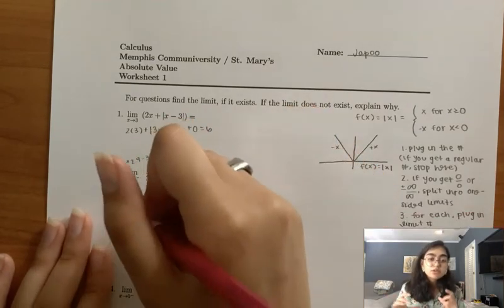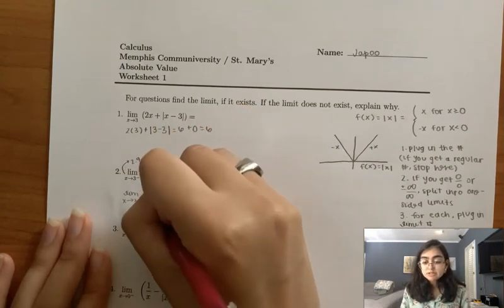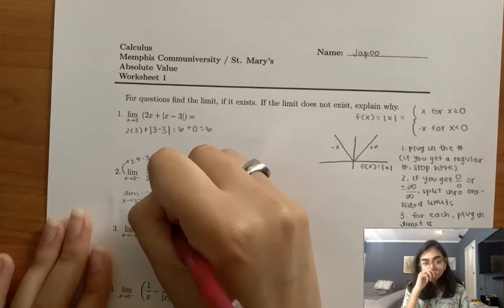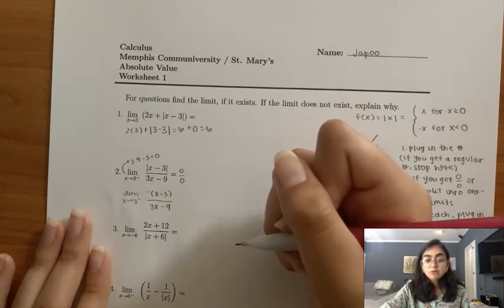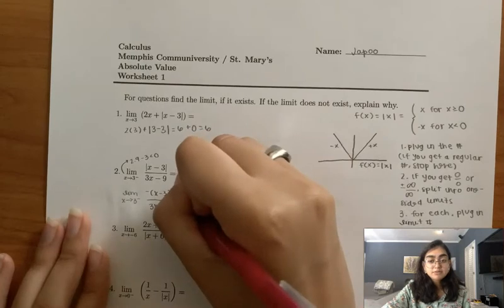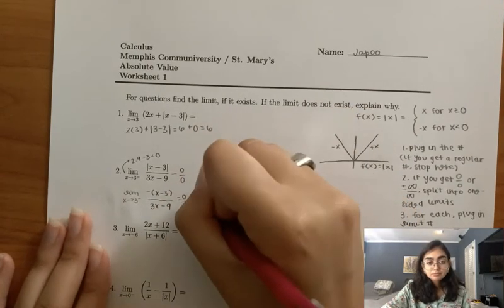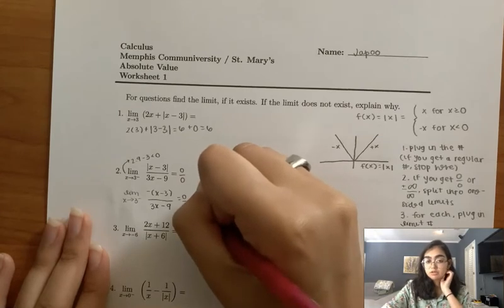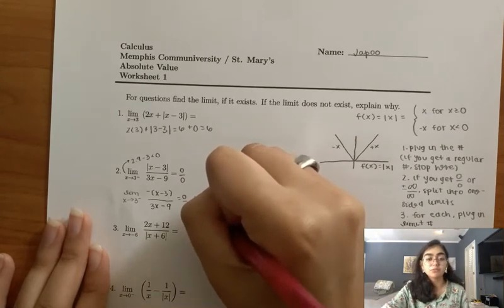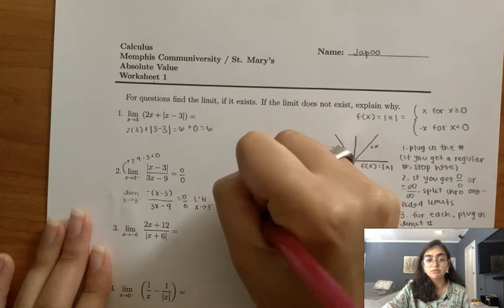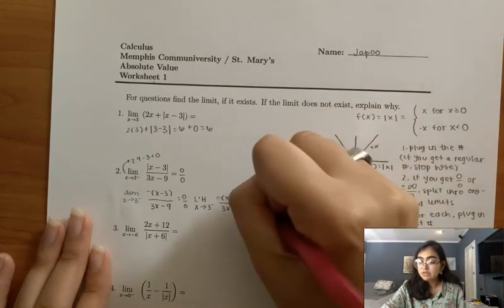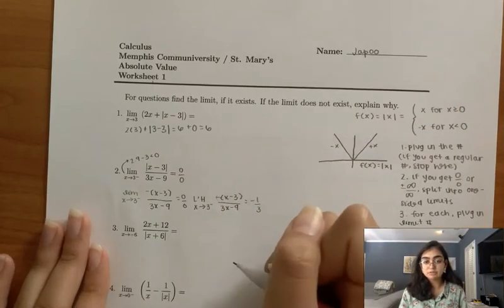So we'll get a negative in parentheses x minus 3 over 3x minus 9. Right, and if we plug in 3 into that limit, we're actually going to get 0 over 0. So our final answer will have to come after we do L'Hopital. So we just use L'Hopital on that limit, which means that we take the derivative of the top and take the derivative of the bottom. And that's going to give us negative 1 over 3 as our answer.